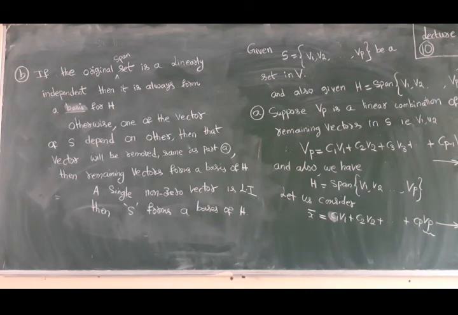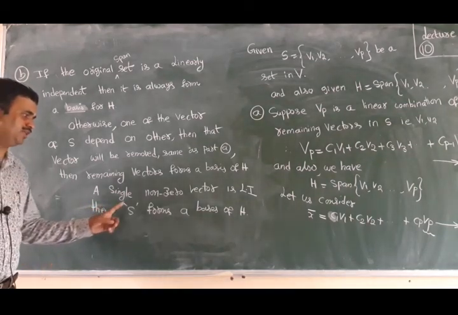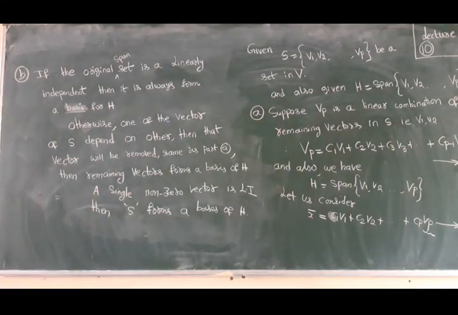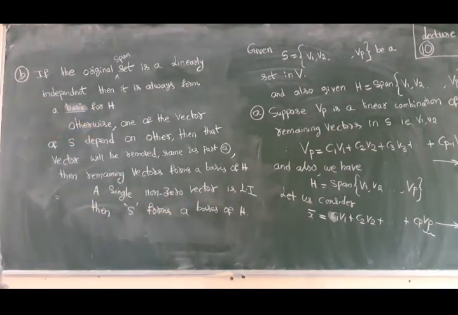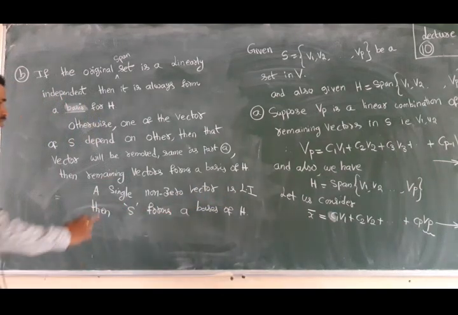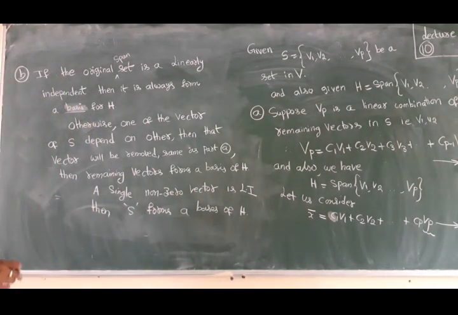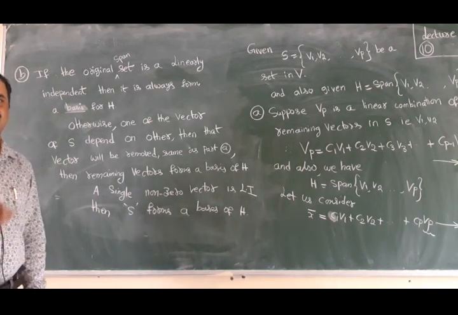Like this we have to remove all the remaining vectors, all the vectors which are dependent. Over. So we can remove any dependent vectors. Like this, if we have at least one non-zero vector, that non-zero vector also forms a basis, because a non-zero vector is linearly independent and also we can say it spans. So a single non-zero vector is linearly independent, then S forms a basis.